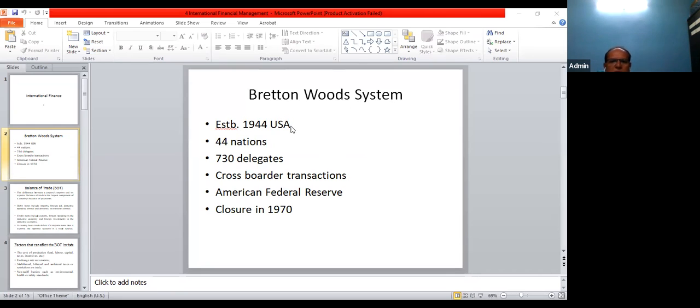And this was established in the USA. There is one city, Hampshire is the name of that city. But just remember USA. Even if you mention USA, that is good enough. But if you want further detail, this Bretton Woods system was established in Hampshire city in the USA.